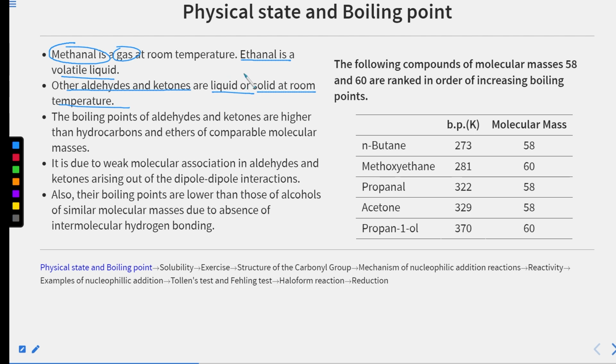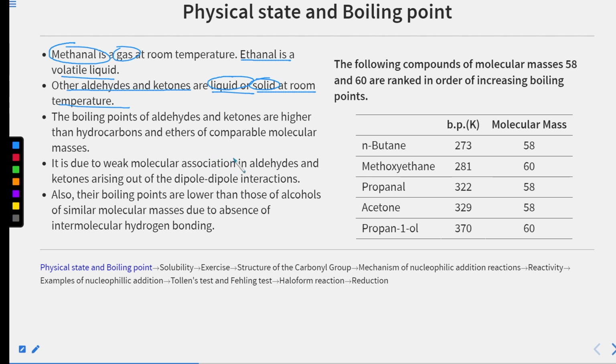Other than methanal, ethanal and the other aldehydes and ketones are liquid, in fact solid also. So why is this happening? The reason is very simple. As we increase the molecular mass, the van der Waals force between the molecules increases, and due to this increased interaction, they form a much stronger interaction, I would not say bond. Clear? Due to this, they come closer and form solid.